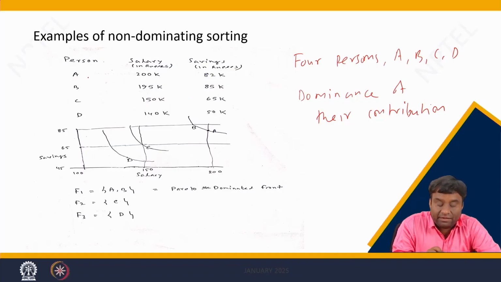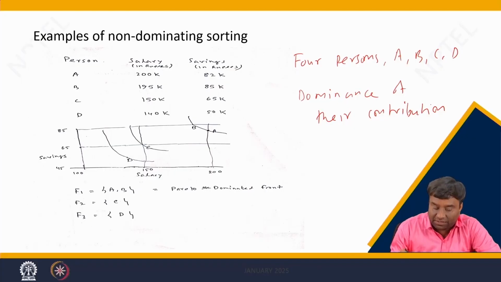For person A, the salary, in rupees, is 200k and savings is 82k. B is 195k and savings is 85k. C, the salary is 150k and savings is 65k. D is 140k and savings is 50k. The person having maximum salary or savings, his contribution is dominating. We assume that concept.